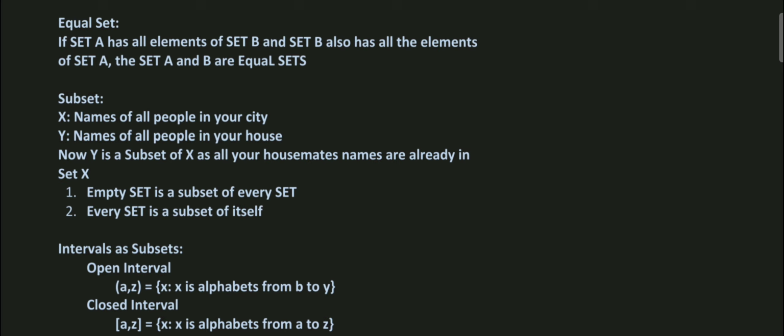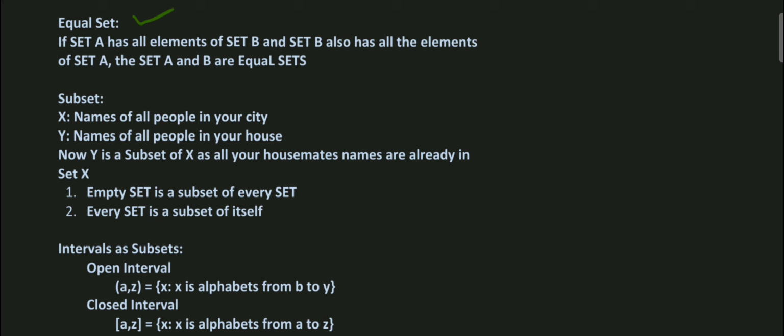Then the other terminology you need to know is equal sets. That means if set A has all the elements of set B, and also set B has all the elements of set A, then sets A and B are equal sets. It is not enough that only set A has all the elements of set B, but B doesn't have all the elements of set A. That doesn't satisfy the condition. They both have to have all the elements of the other set.